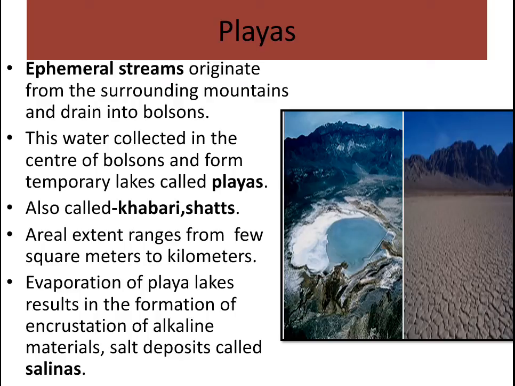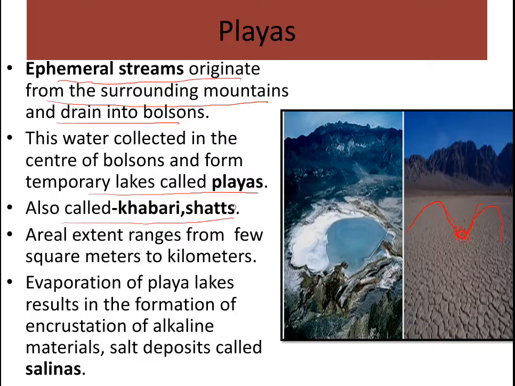So let us see about playas. These are ephemeral streams. So they are small streams and not continuous streams. When the rain is flowing, these streams also flow. They originate from the surrounding mountain areas and drain into Bolsons. So suppose this is a mountainous region and this is the playa region. The water drains like this, is collected, and forms playas. This water collected in the center of Bolsons forms temporary lakes called playas.